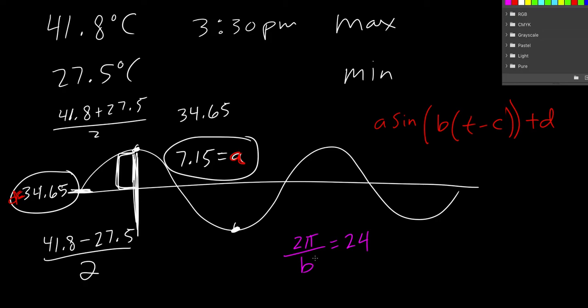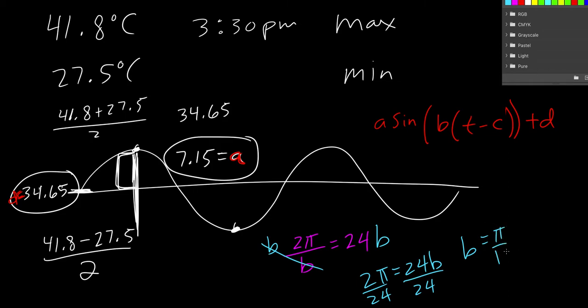Now we want to solve that for b, so I'm going to multiply both sides by b. Let's cancel. 2 pi equals 24b. Divide by 24. Okay, and that's going to be our b value. So if we simplify that, the 2 and the 24 turn into 1 over 12, and so it's pi over 12. Okay, so we have our B, we have our A, we have our D, so we just need to worry about the C.